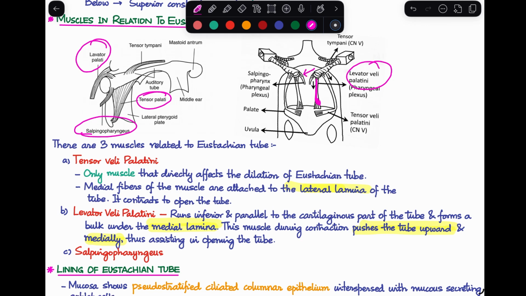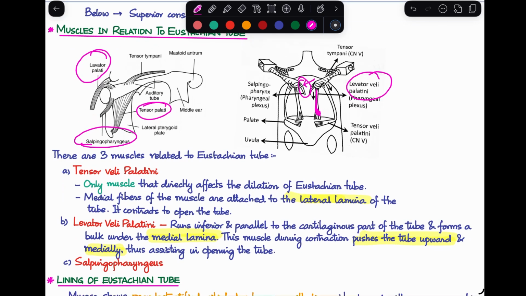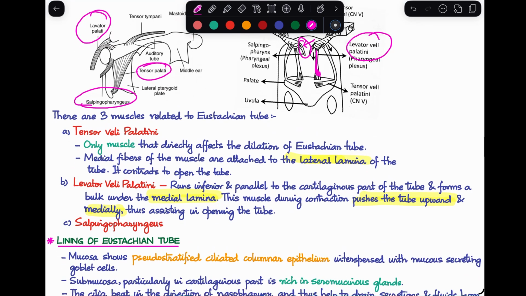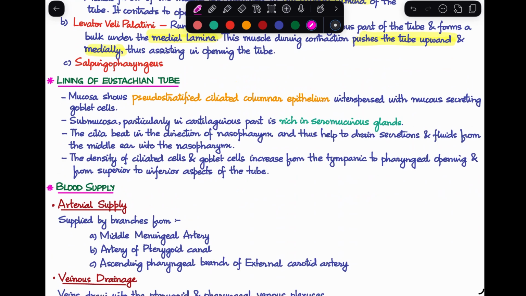As you can see over here, this is our salpingopharyngeus muscle. So these are the three muscles that we have in relation to the eustachian tube. Next, let's talk about the mucosal lining of the eustachian tube. Now, we'll discuss in a little bit about the functions. One of the functions of the eustachian tube is that it helps in drainage of secretions from the middle ear into the pharynx.